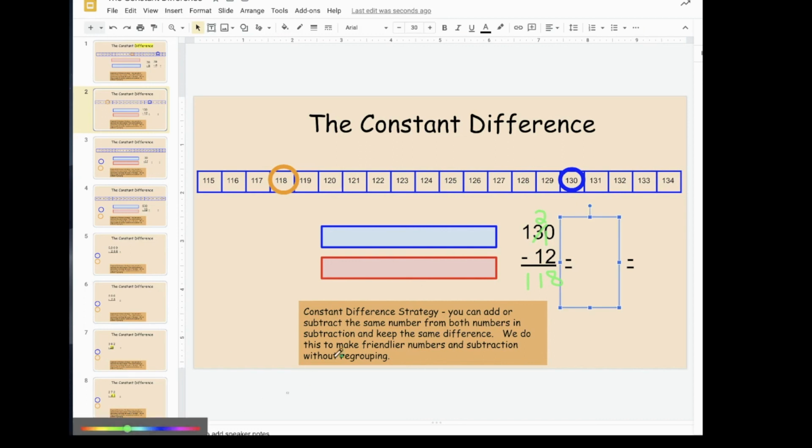So I could take 1 away from 130, and that would give me 129. I could take 1 away from 12, and that would give me 11. 9 minus 1 is 8. 2 tens minus 1 ten is 1 ten. 100 minus nothing is still 100. Did I get the same answer? Yes, I did. Excellent.